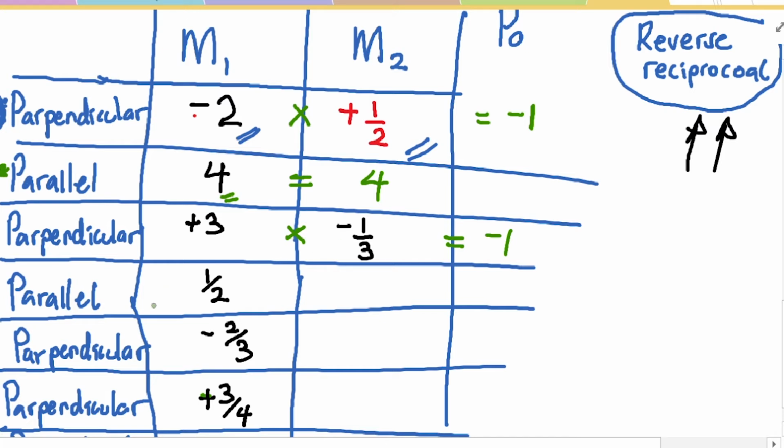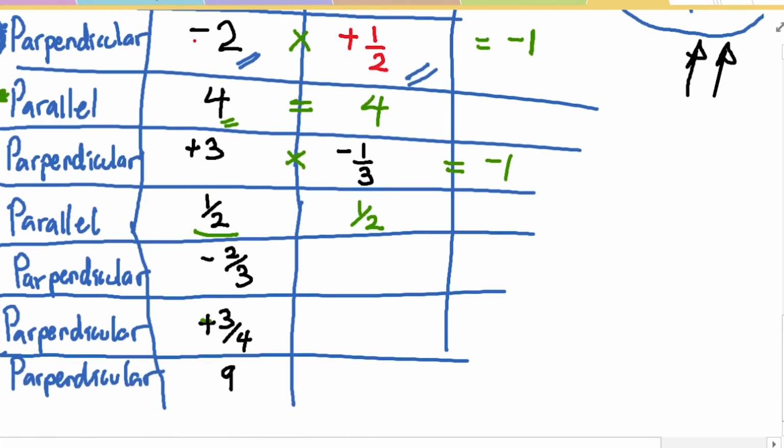Next, parallel. These two are parallel. For parallel lines, if the gradient of line y is a half, the gradient of the other line will also be a half, because the gradients of two parallel lines are always the same. Then let's get to the next, perpendicular. I think by now you know what to do. If the gradient of one line is negative 2/3, for perpendicular we said we use reverse reciprocal. The reverse of negative is positive, so the other is going to be positive, right?